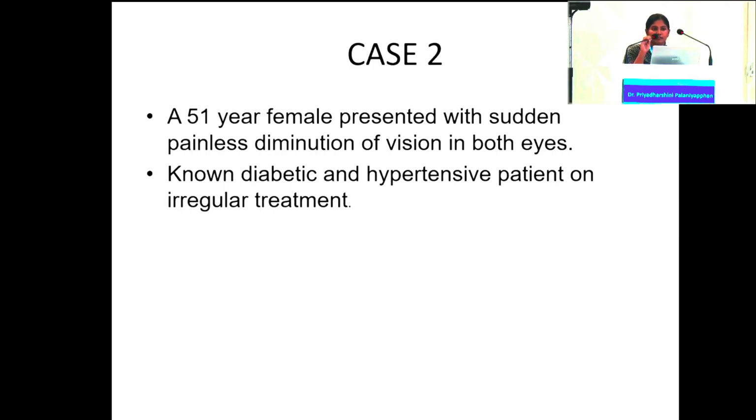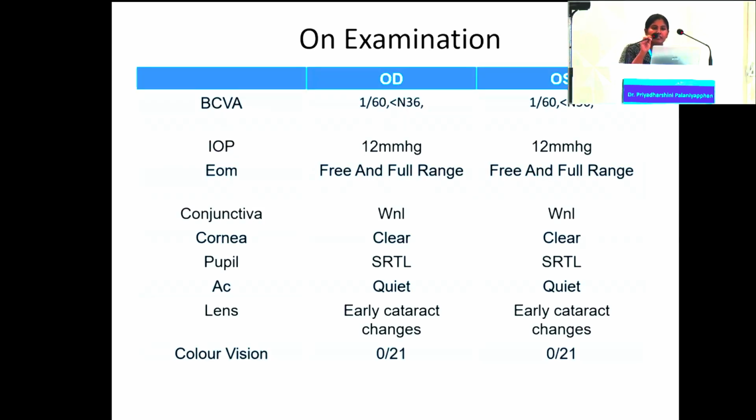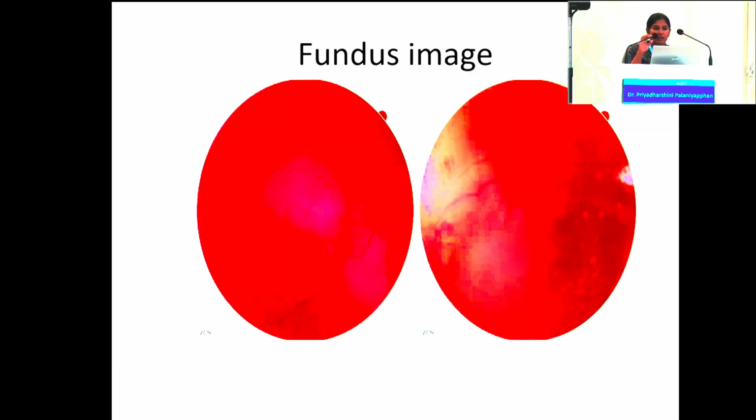Case 2: a 51-year-old female presented with painless diminution of vision in both eyes. She is a known diabetic and hypertensive patient on irregular treatment. On examination, BCVA of both eyes was 1/60 and 3/6. Her extraocular movements were normal. Pupils were sluggishly reacting, and color vision was reduced.